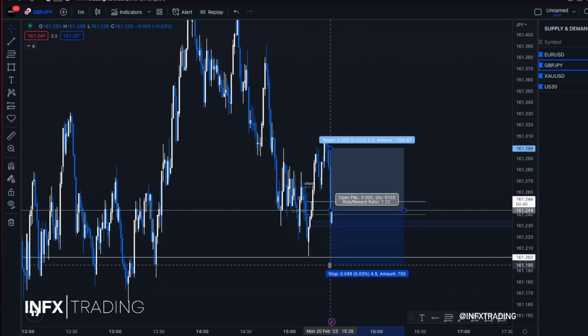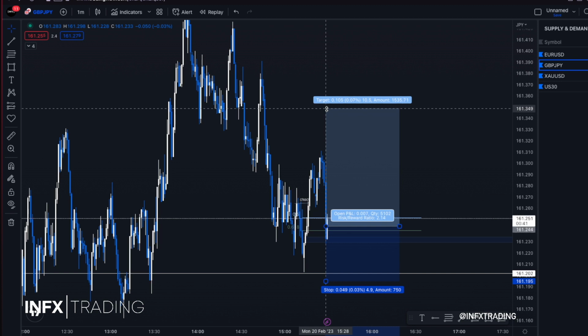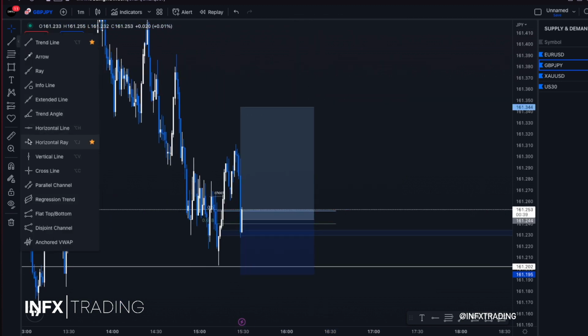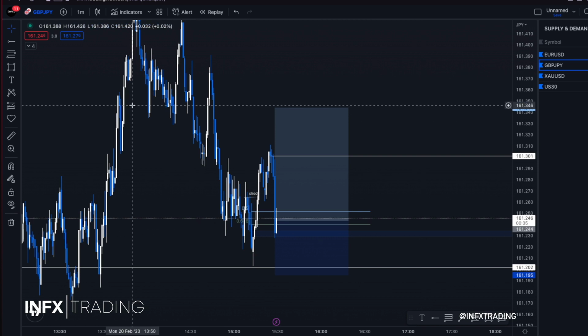Basically, stop loss is going to be below the low here just a little bit for 5 pips, and then we're going to target a 1 to 2 with our first TP being just below this high here. Basically, I'm just going to put stop loss in now. It's 195.